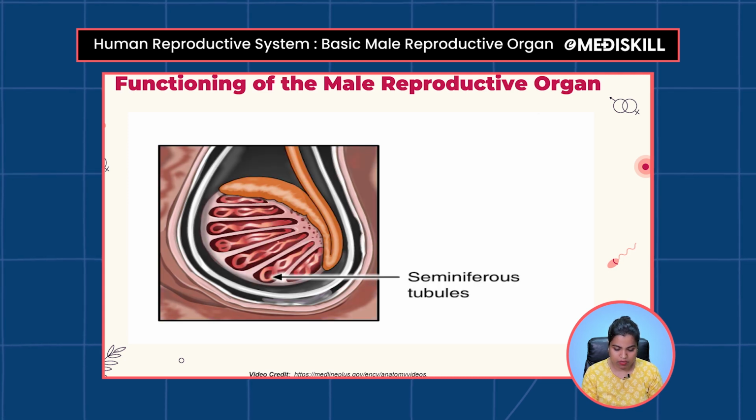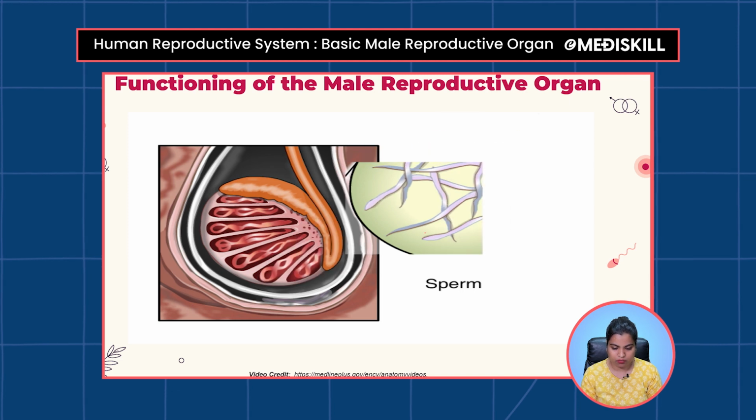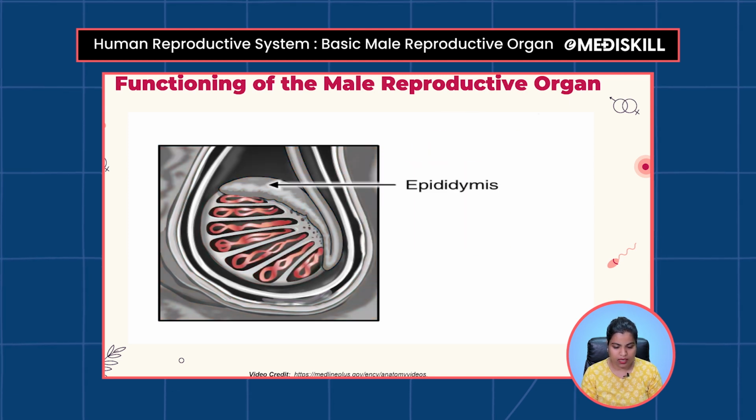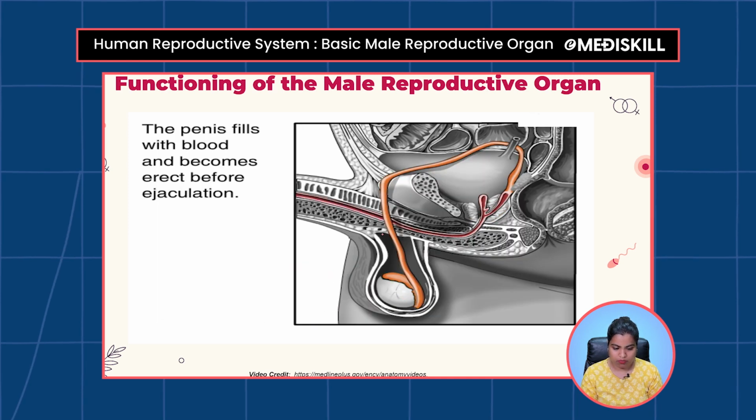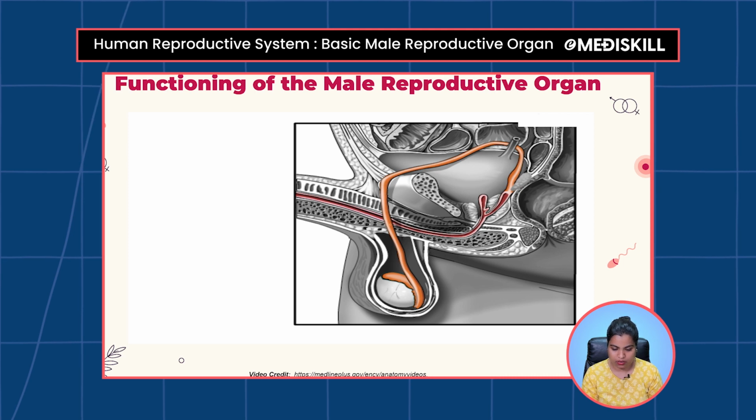These are the seminiferous tubules, where the sperm generation specifically occurs, as well as the epididymis, which is the covering layer above the testes. This is exactly how the entire process of sperm formation happens. And accordingly, the penis fills with blood and becomes erect. This is the blood flow we're talking about, and it becomes erect to its size accordingly.